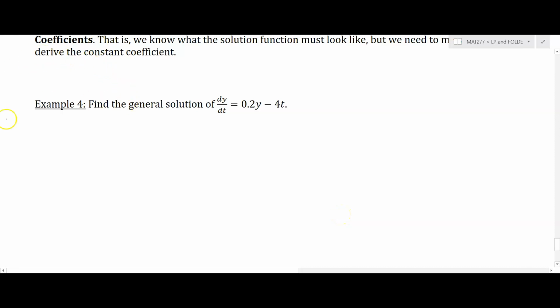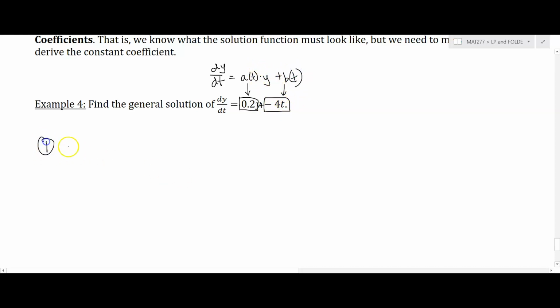Find the general solution of this one here, which notice again has that form dy dt equals a of t times y plus b of t. So a of t is going to be the coefficient of y. B of t is going to be negative 4t. And I'm going to put a plus sign between them because I see that in order for the template to match the function, it's got to be a plus something. So my b of t is actually negative 4t.